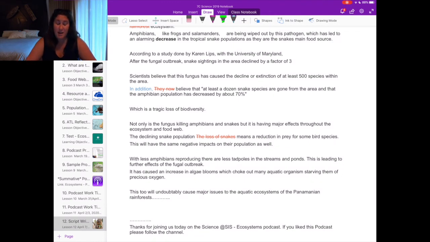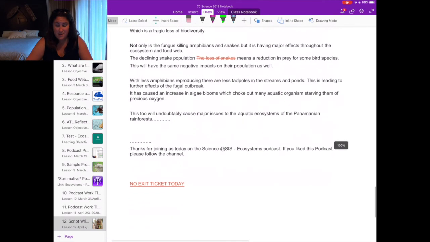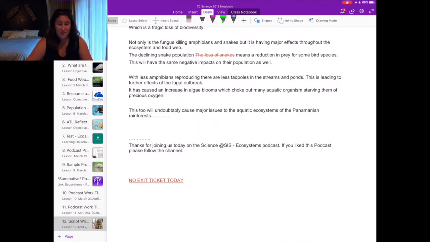Not only is the fungus killing amphibians and snakes, but it's having major effects throughout the ecosystem and the food web. The declining snake population means a reduction in prey for some bird species. This will have the same negative impacts on their population as well. With less amphibians reproducing, there are less tadpoles in the streams and ponds. This is leading to further effects of the fungal outbreak. It has caused an increase in algae blooms, which choke out many aquatic organisms, starving them of precious oxygen. This too will undoubtedly cause major issues to the aquatic ecosystems of the Panamanian rainforests.